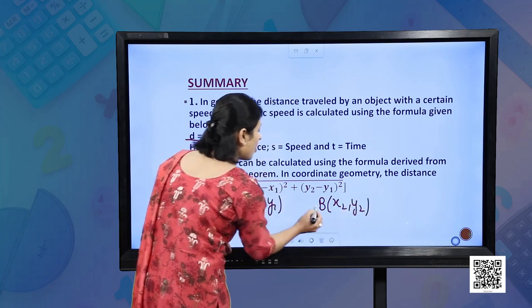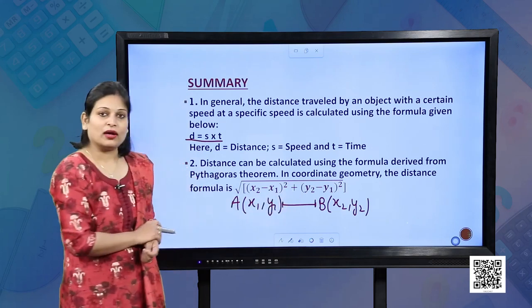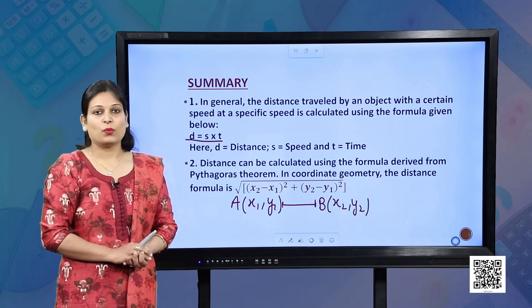So, in a plane, how can we find the distance between these 2 points? By using this formula. I hope you have understood the concept taught today very well.